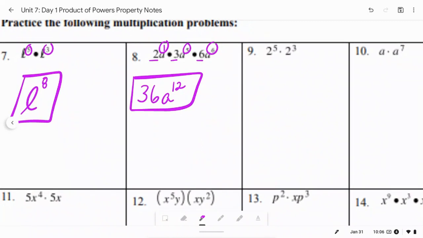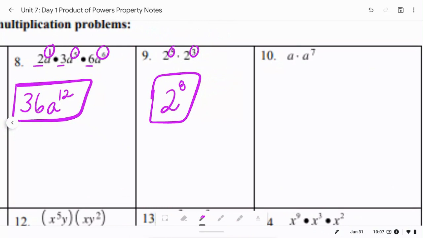Now, number 9 is a little bit tricky because this time the exponent is attached to a number instead of a variable. If it's attached to a number, now the 2's are bases. They are no longer coefficients. So we do not multiply the 2's together because those are the bases. All you're going to do is keep it as a 2 and then add the exponents. So 2 to the 8th power would be your final answer. We only multiply them if they are coefficients, numbers in front of variables.